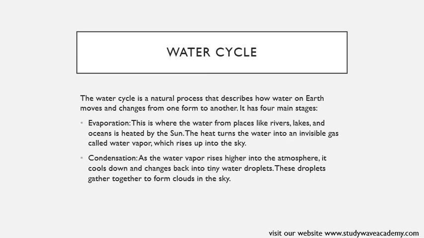The water cycle is a natural process that describes how water on Earth moves and changes from one form to another. The water cycle is a continuous process that never stops. It has four main stages.